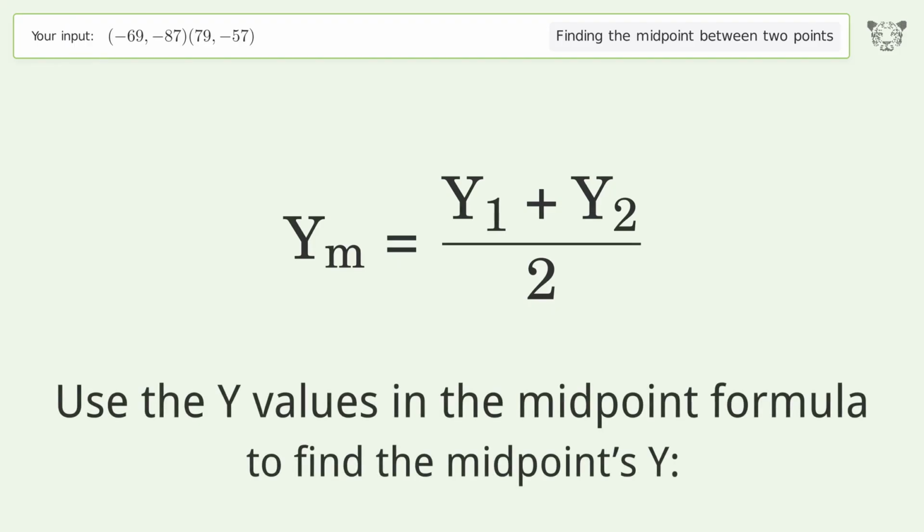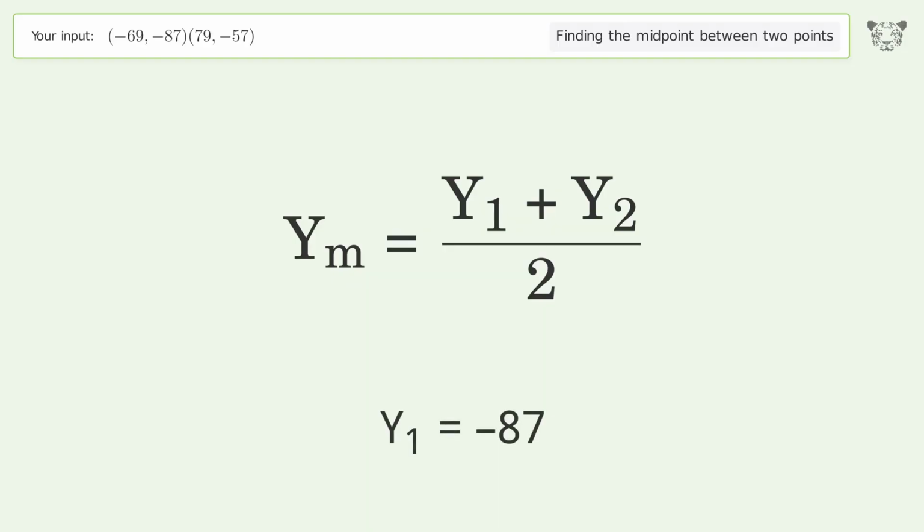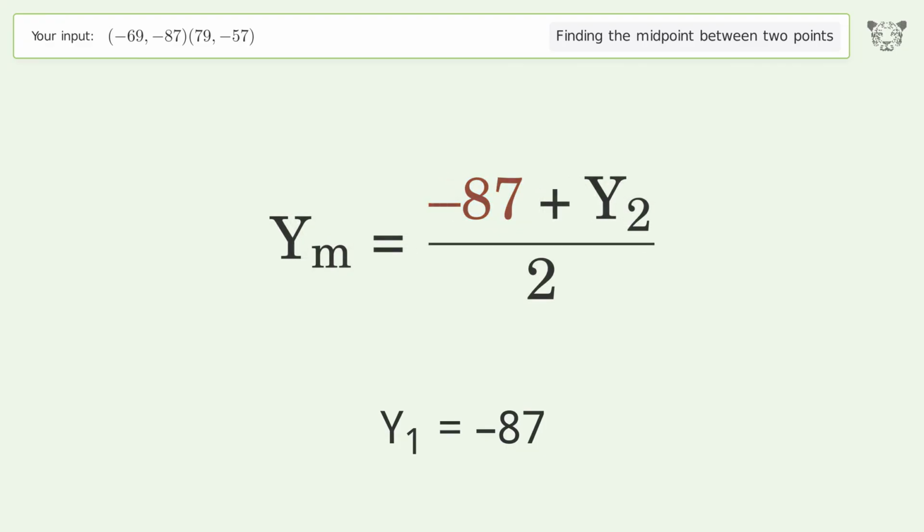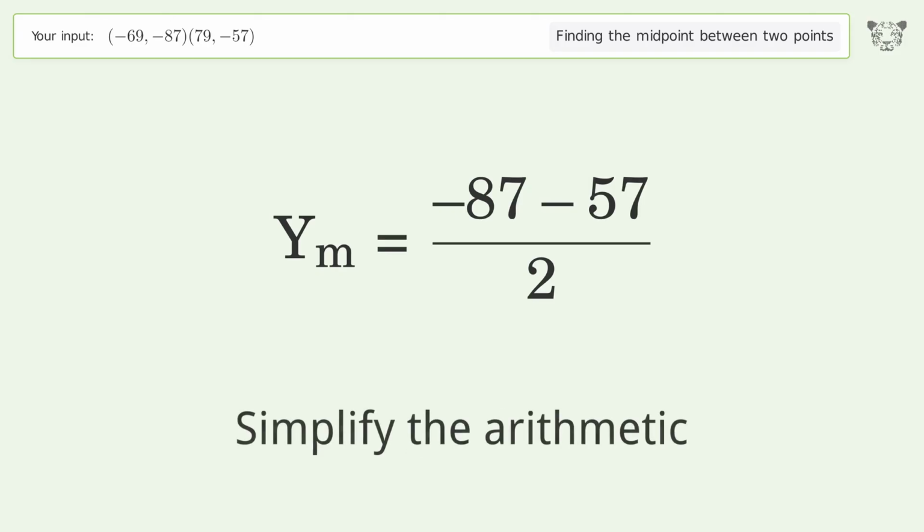Use the y values in the midpoint formula to find the midpoint's y. y1 equals -87. y2 equals -57. Simplify the arithmetic.